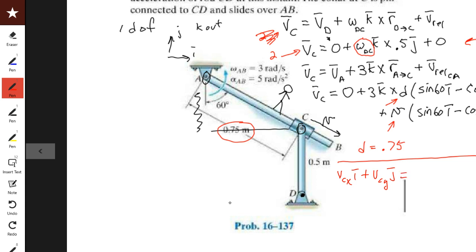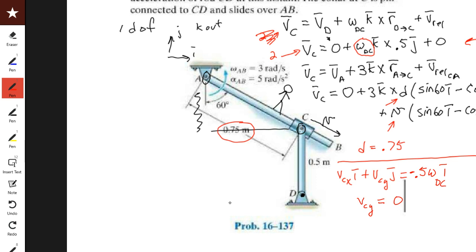Let's see. I'm looking at this one right here. I'm going to do the cross product, so that'd be 0.5 omega dc. K cross j is a negative i, plus 0. So that's it. So velocity of c is equal to this. Let's solve it. So the j's on the left-hand side, I have velocity of cy equals j's on the right, none. Okay, so the velocity of c vertically is 0.